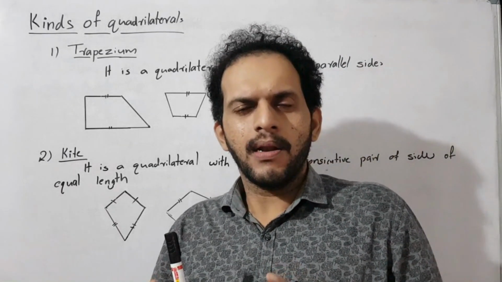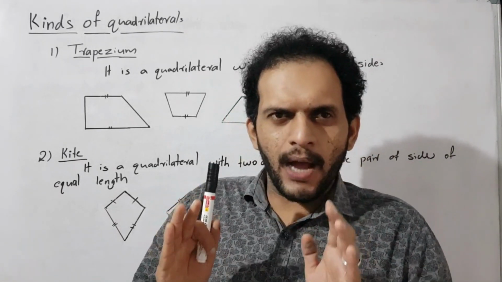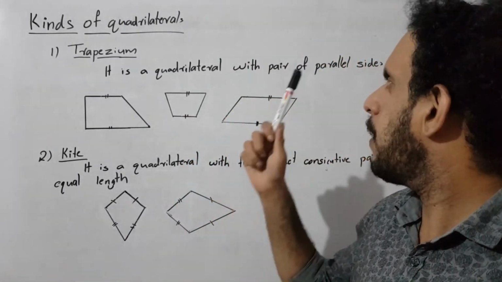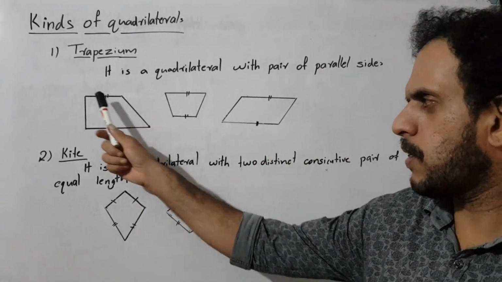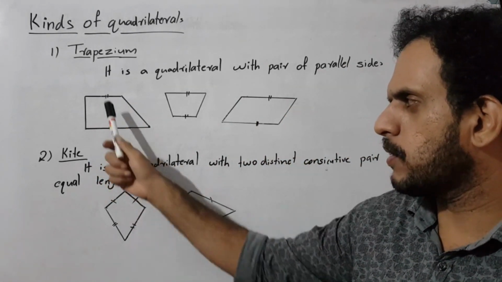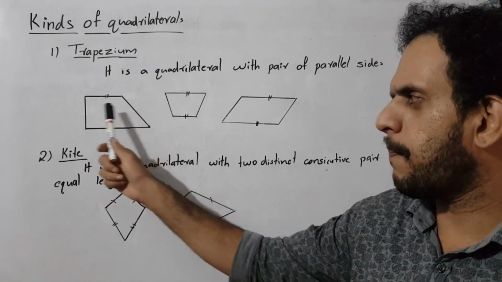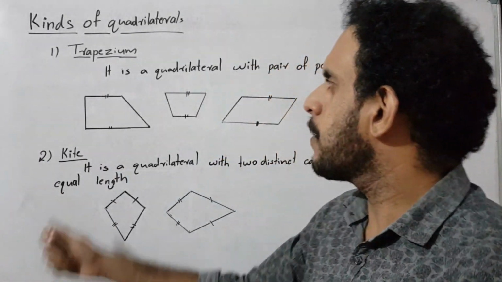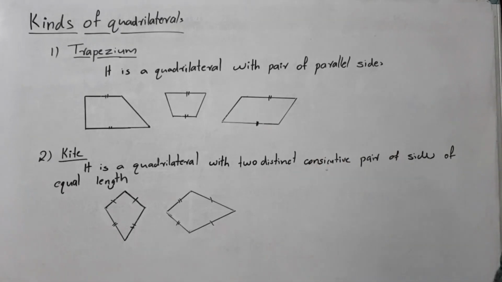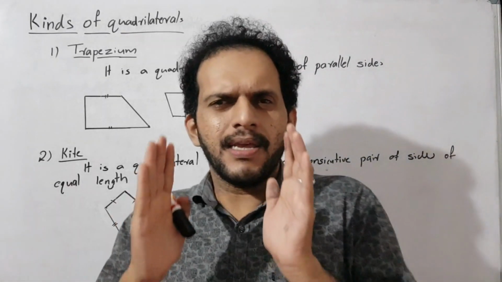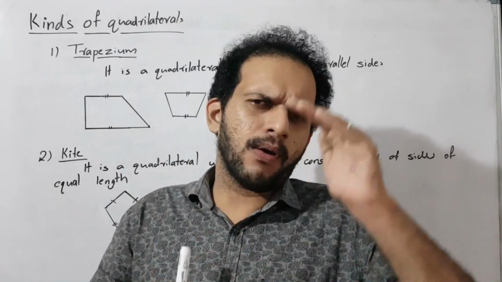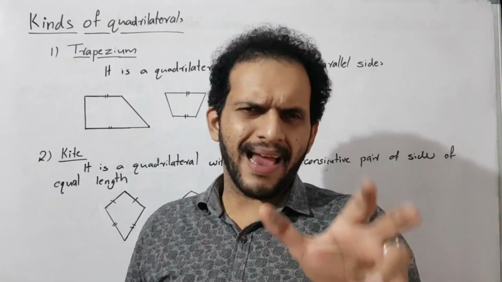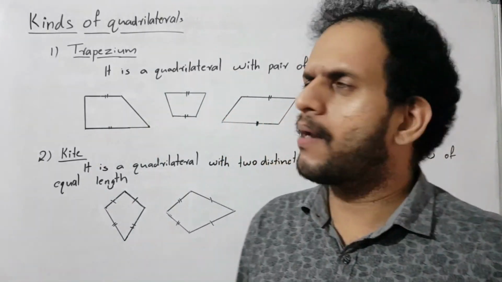In a quadrilateral, if one pair of sides is parallel, it is called a trapezium. It means in a quadrilateral, any one pair of opposite sides is parallel. What is a trapezium? A trapezium is a quadrilateral with a pair of parallel sides. In any quadrilateral, if one pair of sides is parallel, it is called a trapezium.